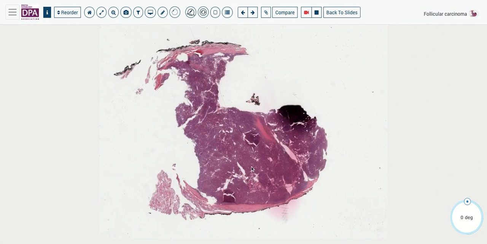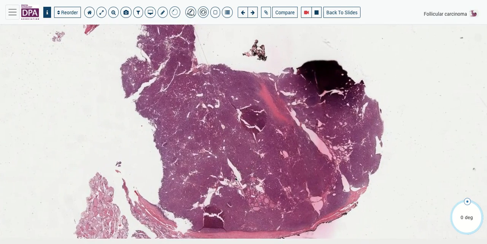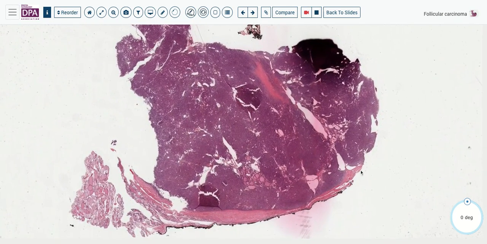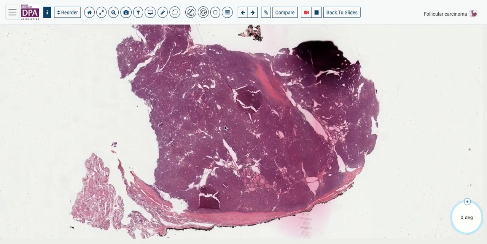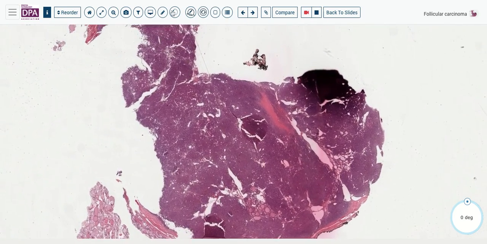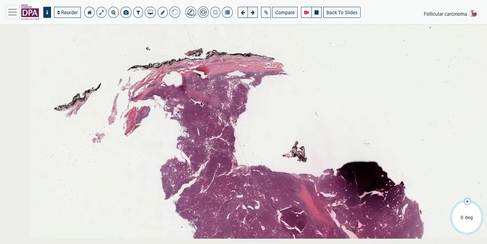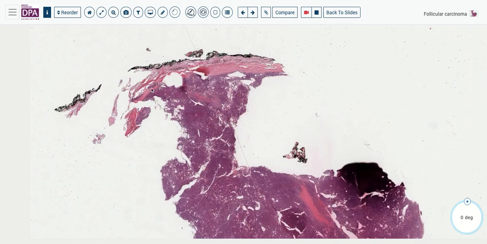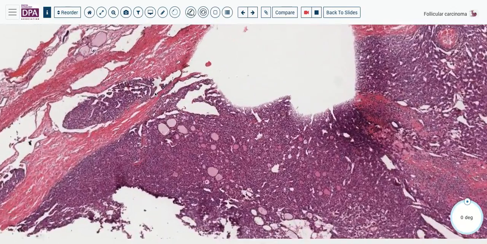Here's another example of a neoplasm. Here we see a capsule, a little bit of a thin nature to it. Let's see here what the top of it looks like up here. And here we can see some of the areas of concern. So we'll focus down on here.